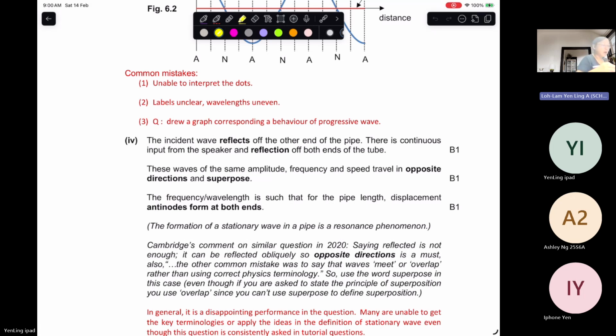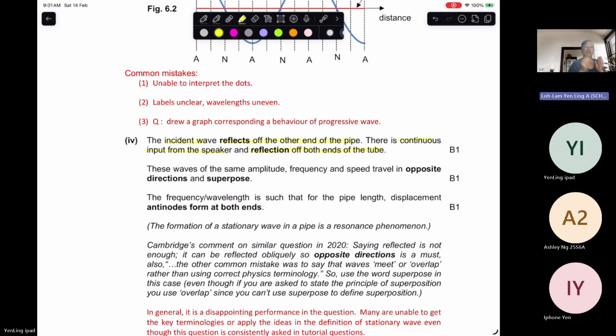each other. So in the context of the question, you can see that 1 mark of the question is in the context. You first identify the waves that are interfering with each other. So we use back the terminology in the question. It talks about an incident wave. When you send the incident wave down the pipe, it reflects off the other end of the pipe, and there is continuous input from the speaker and reflection at both ends of the tube.